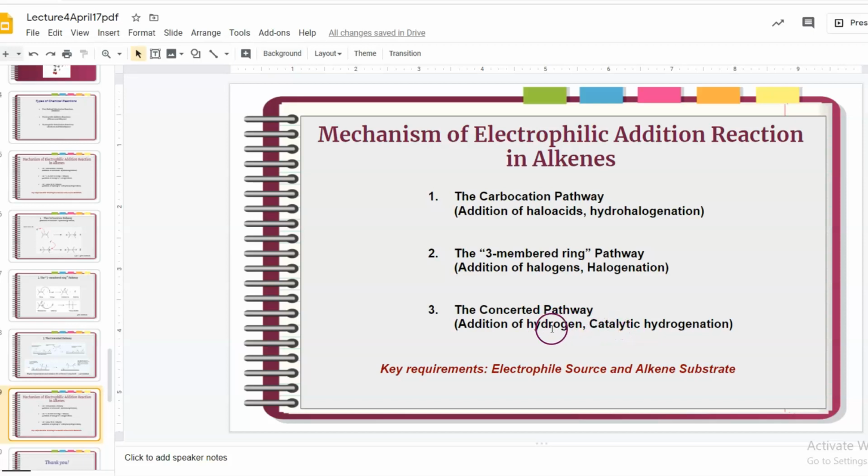Okay, so that's it for now. In our next session, we are going to take specific examples of these three different pathways. Okay, we'll take specific molecules, specific electrophiles, and do the detailed analysis of the mechanism.